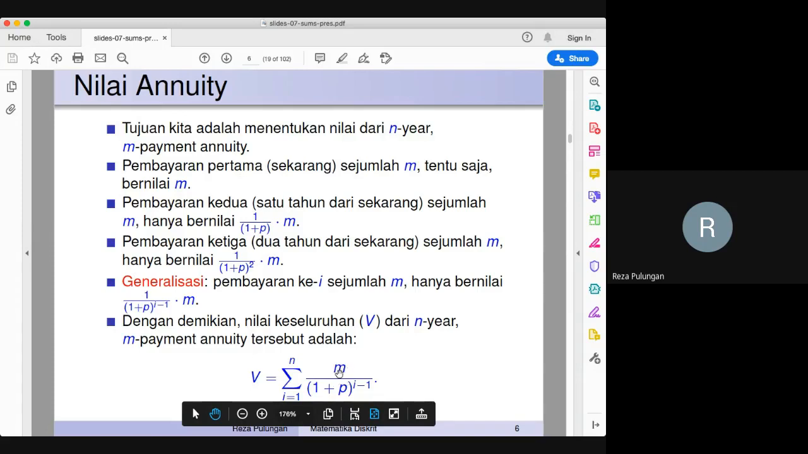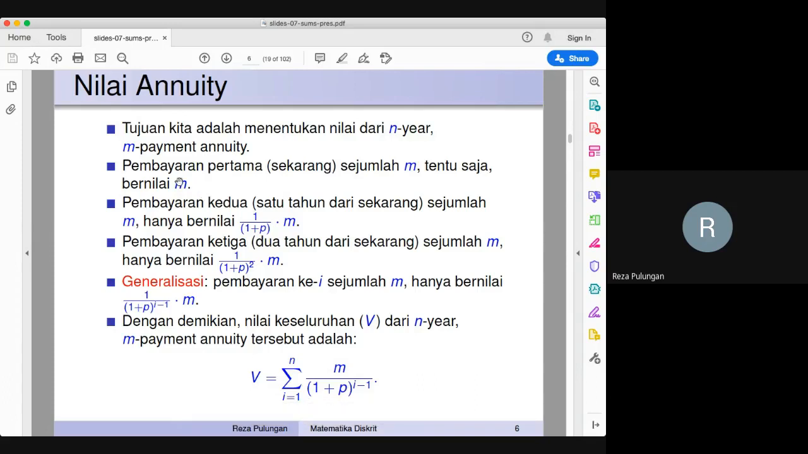This m can basically be put outside, because the form is something out. Put this out, multiplied by m, something like that. 1 divided by 1 plus p to the power of I minus 1. Look at that. For the first payment, when I is equal to 1, I minus 1 will be equal to 0. So 1 divided by 1 plus p to the power of 0 will be equal to 1.